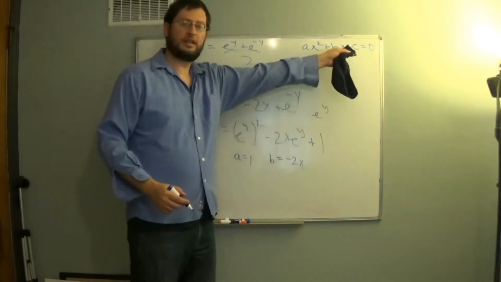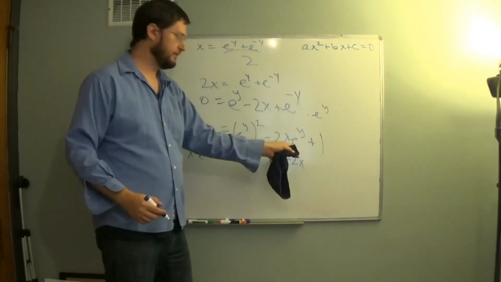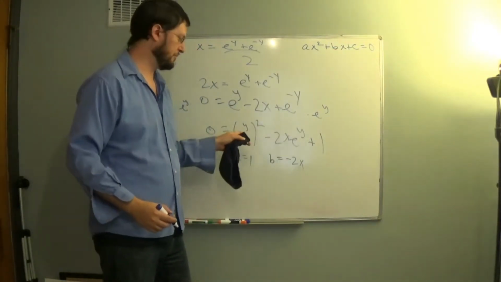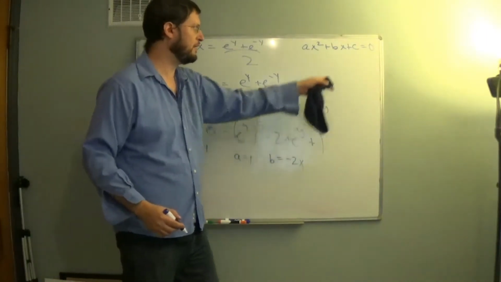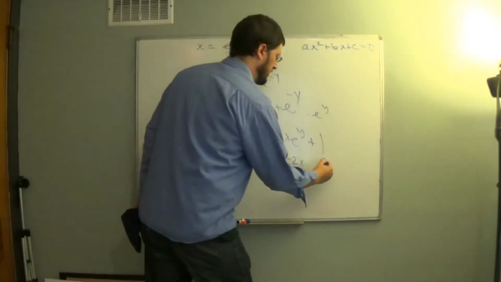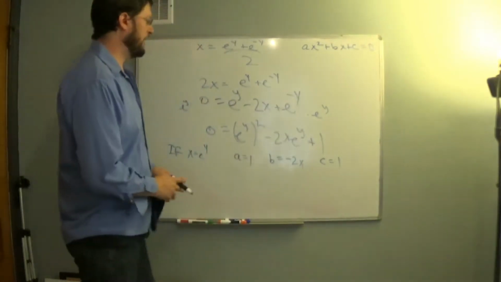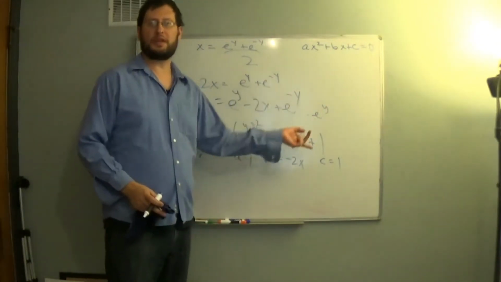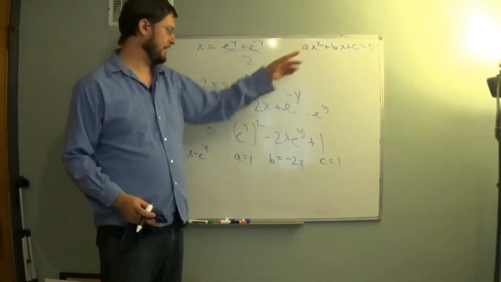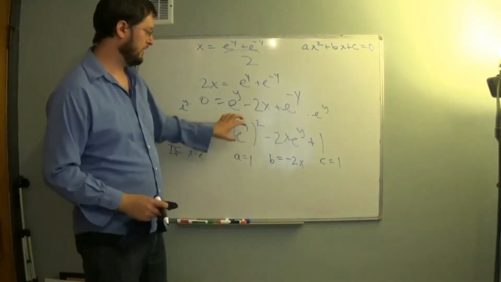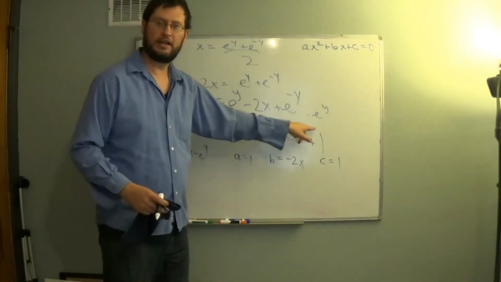so this is b times the e to the y. So e to the y is my variable, something squared, e to the y to the first power, and c is equal to 1. So this is actually a quadratic formula where the variable isn't x, the variable is e to the y. e to the y squared, e to the y, and 1.